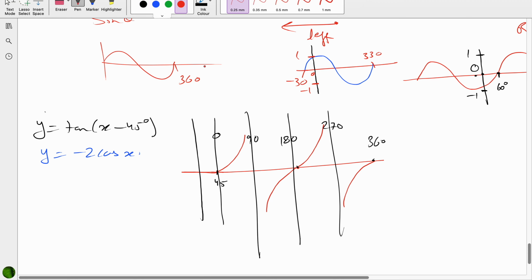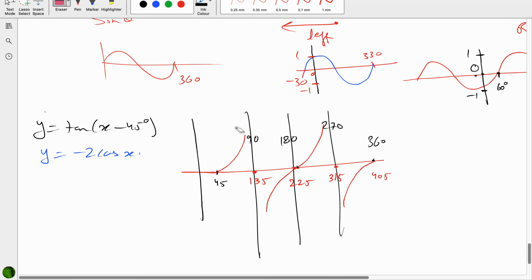So what are we doing? We're adding 45 to every number. 90 plus 45 is now 135, 180 plus 45 is 225, 270 plus 45 is 315, and 360 plus 45 is 405. So we have our graph of tan x minus 45.